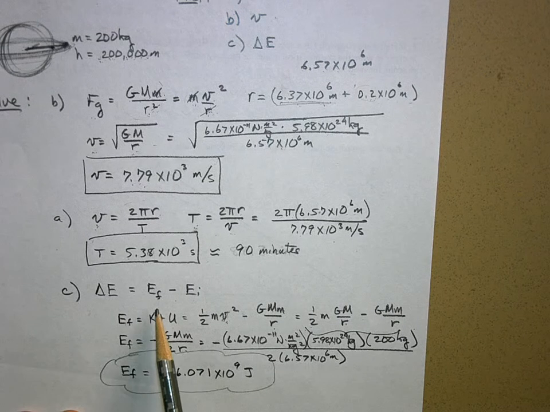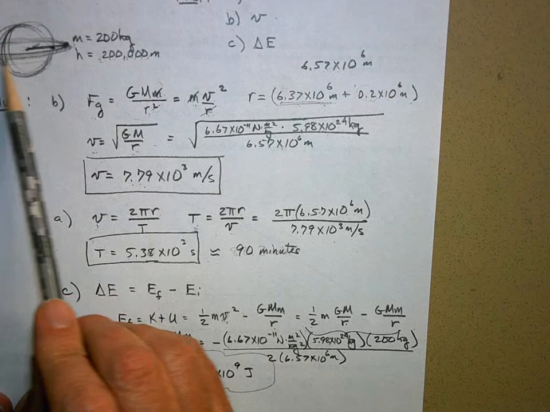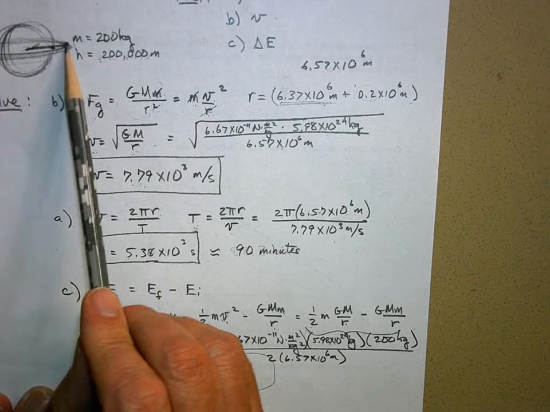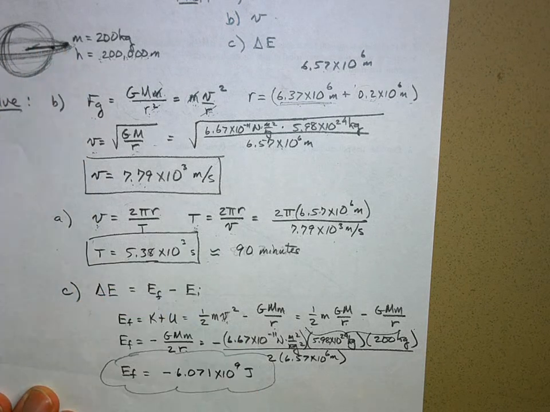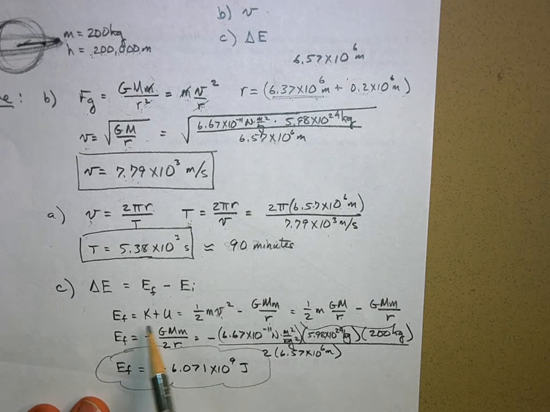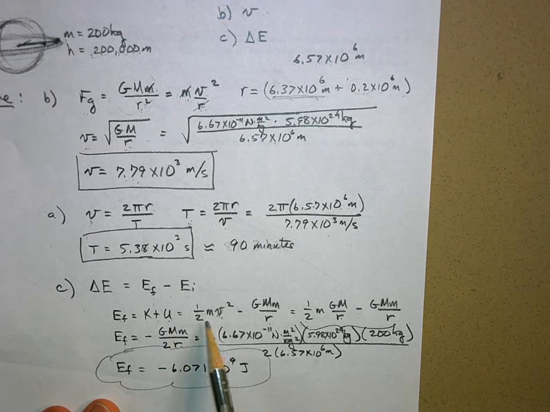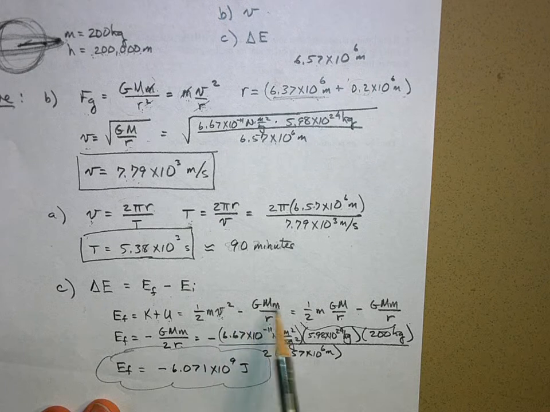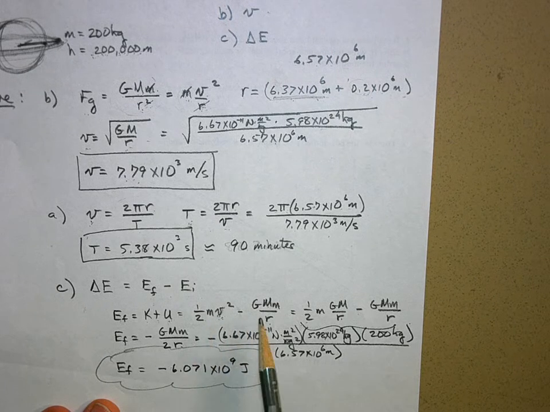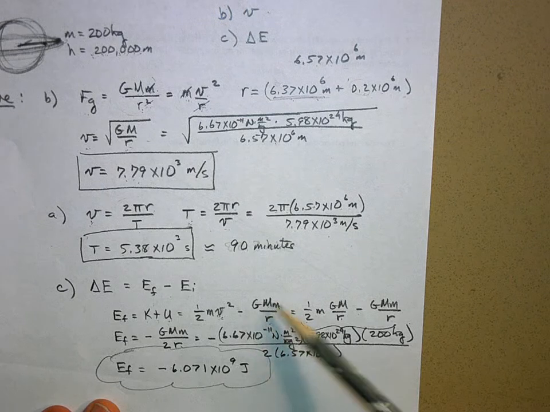Okay, so let's figure out what the final energy is. The final energy is the energy that my satellite has when it's in orbit around the Earth. The final mechanical energy is its final kinetic plus its final potential energy. So I go 1/2 mv squared minus GMm over r. Now you can go ahead and do this because I know what v is, and I know what r is, and I know the masses, so I know everything.